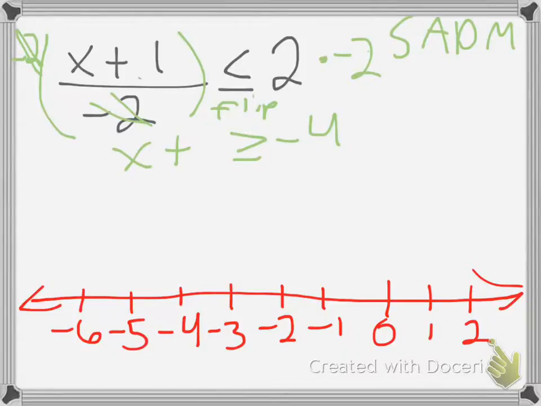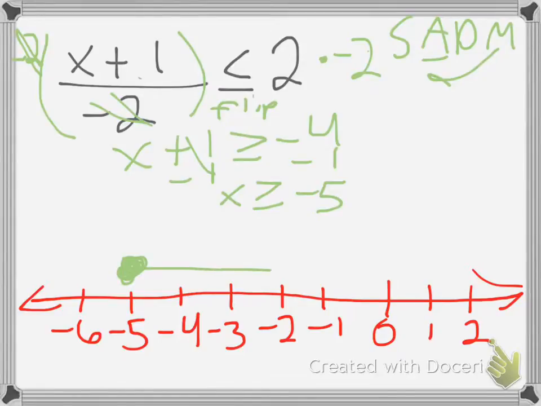X plus 1. So I'm going to go back to add, subtract. Minus 1, x is greater than or equal to negative 5. So now I know I'm going to have a closed circle on negative 5 here, and I'm going to go to the right. Greater than always goes to the right. So that tells me the answer is negative 5 and any number that is greater than negative 5 here.